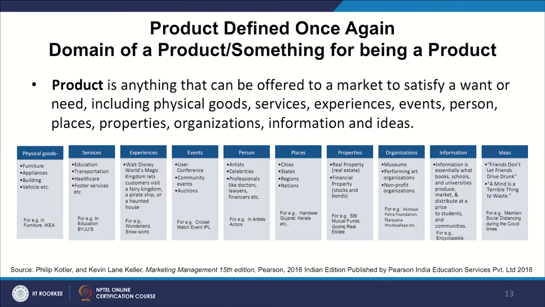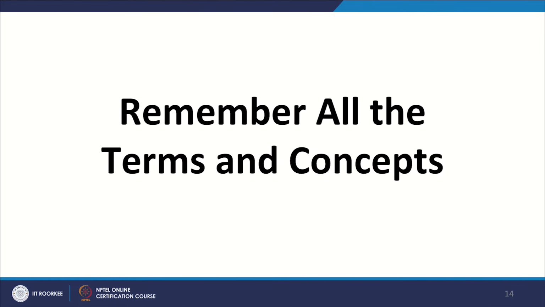wherein we talked about product being physical goods, services, experiences, events, person, places, properties, organization, information, ideas and so on. Just keep that in mind, and you definitely would be remembering all the terms and concepts which we discussed, attributes and classification of products and concepts related to products and several terms and terminology related to products. Now, recalling that, focus on this.